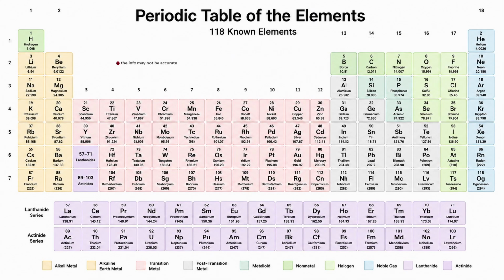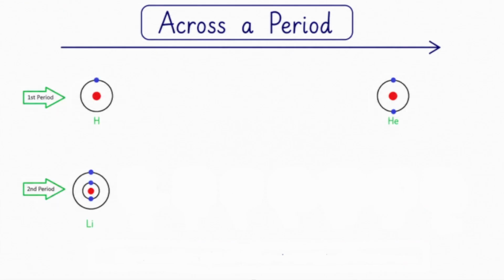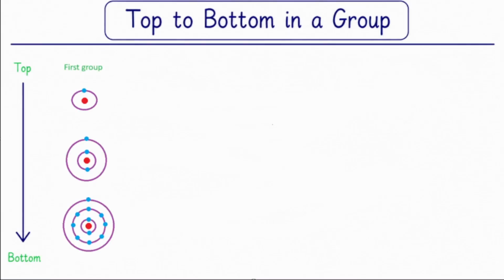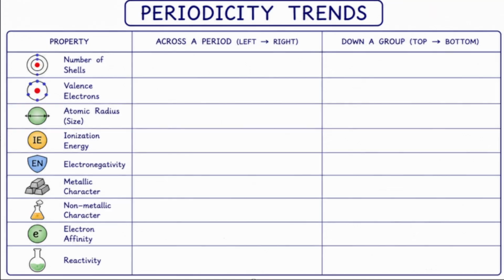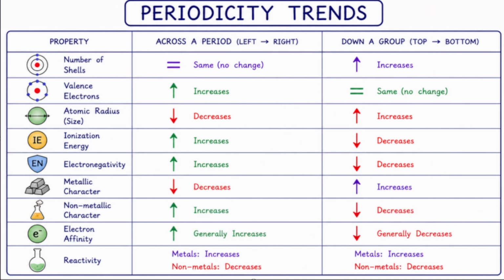The periodic table organizes all 118 elements in a very specific way: 7 horizontal rows called periods, 18 vertical columns called groups. As you move left to right across a period, the valence shell stays the same, but the number of valence electrons increases. As you move top to bottom down a group, the number of valence electrons stays the same, but a new shell is added each time. These repeating patterns across the table are called periodicity, and they allow us to predict how elements will behave chemically. We'll dive deeper into periodicity and the elements of the periodic table in a future video.